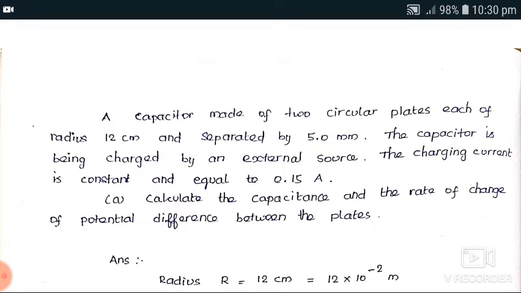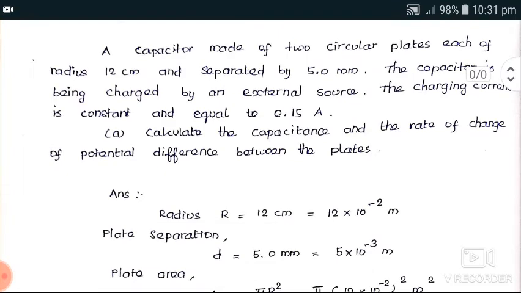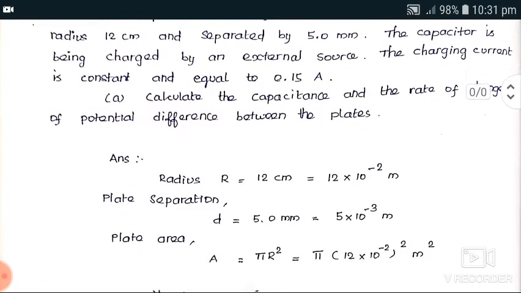So what they are asking is to calculate the capacitance and the rate of change of potential difference between the plates. So now we will go for the answer. What are the data given in the question? They have given the data of radius and distance.